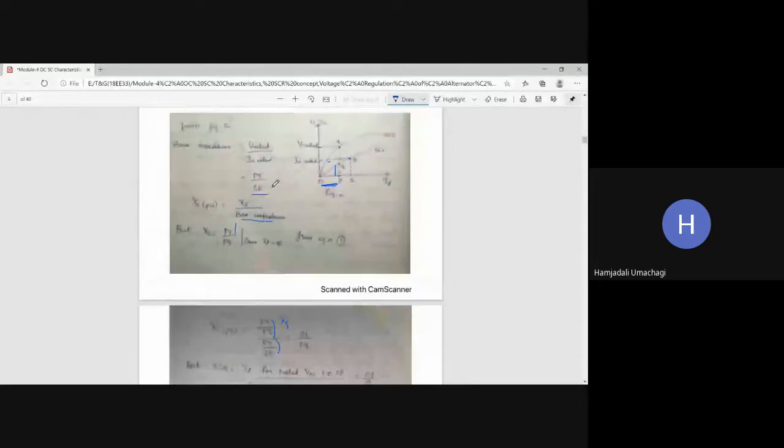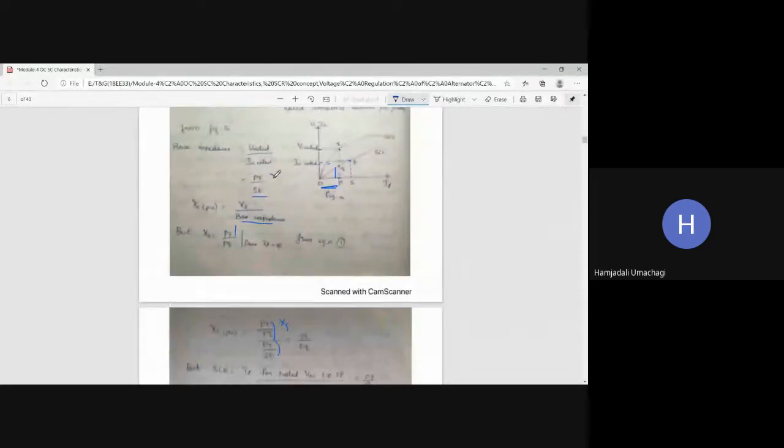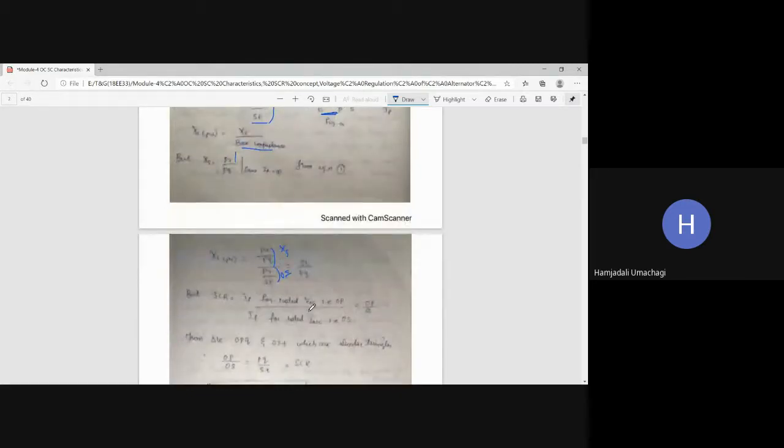And what about base impedance? What is the base impedance we have calculated? This is base impedance, BI in short. BI is how much? PR by ST. So now here PR and PR gets cancelled. What is remaining? After simplification, excess PU is ST by PQ. Do you agree?